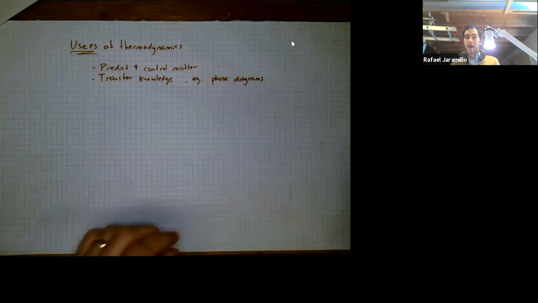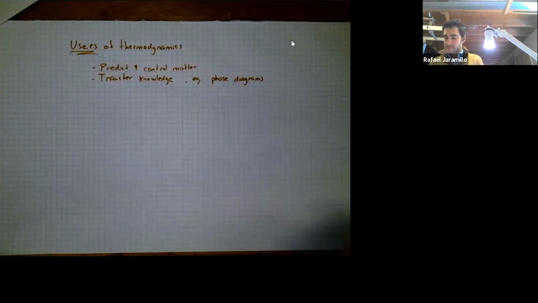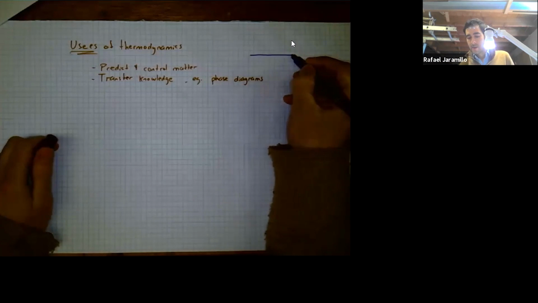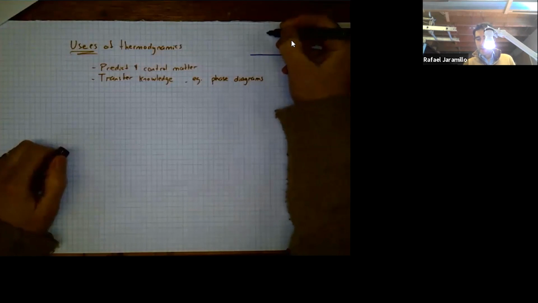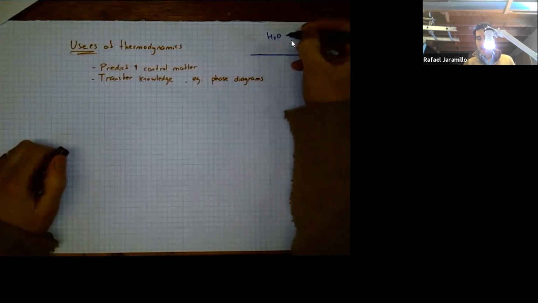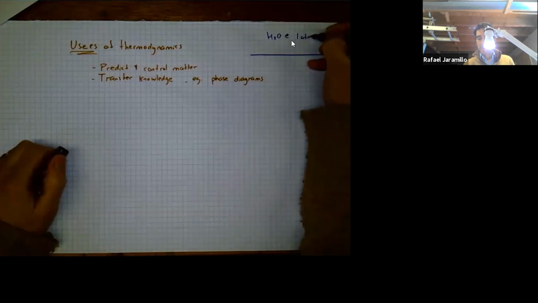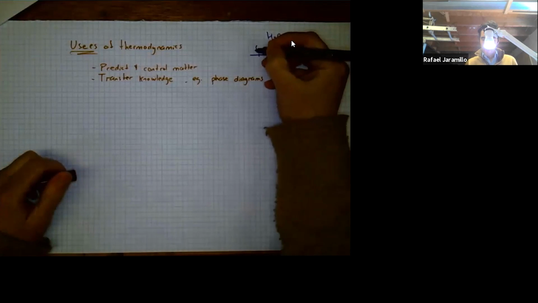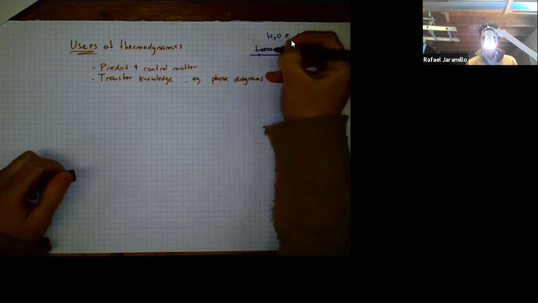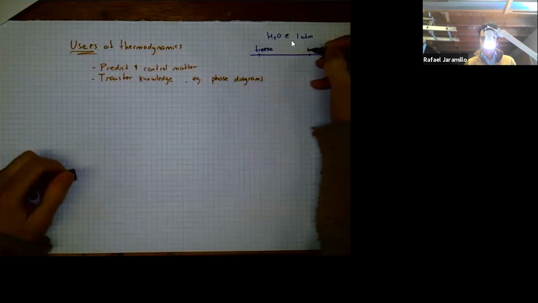All right, so let me give you an example. Let's have a temperature axis here. This is temperature in degrees C. And we're going to study water at 1 atmosphere of pressure. So it's a one-dimensional system here, temperature. And here it is, and here it is boiling.